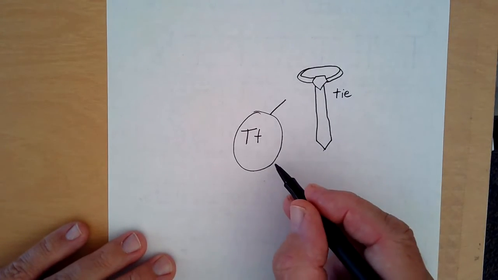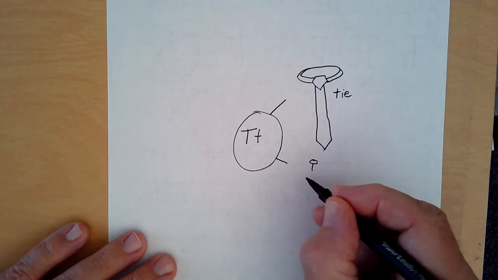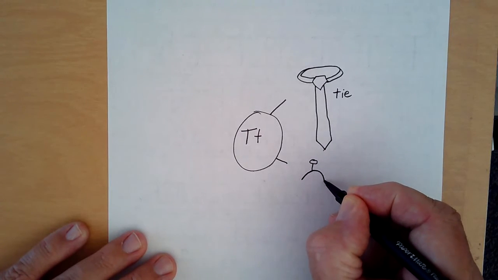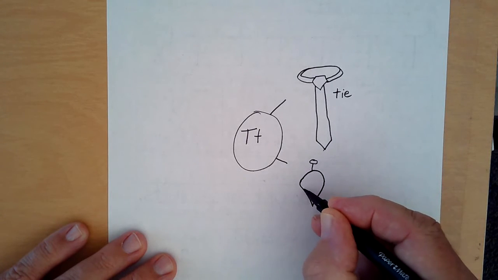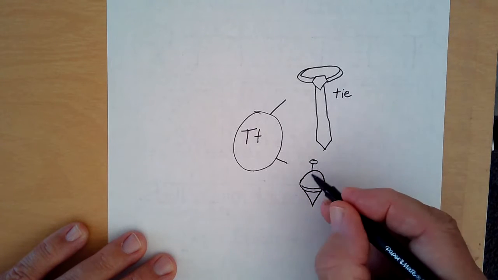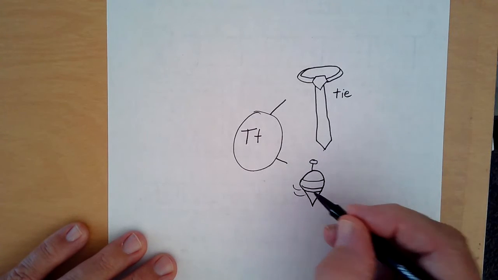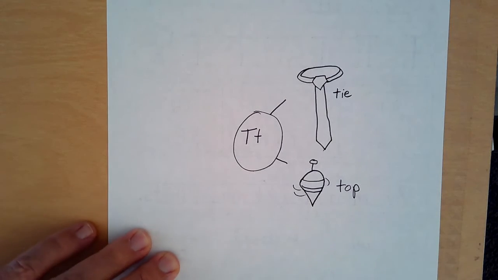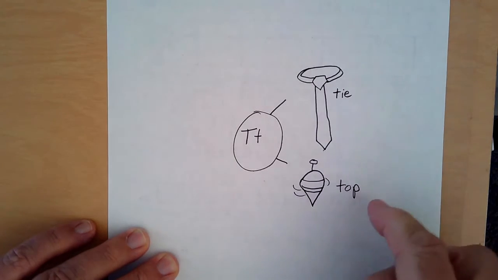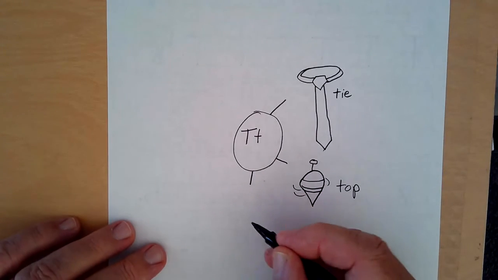Let's see. I know something I haven't seen lately, but when I was little, I got to play with one of these a lot. This is something that spins. You make this go up and down, and then it will spin, spin, spin. That is a top. So we have tie, we have top. I can think of one more.